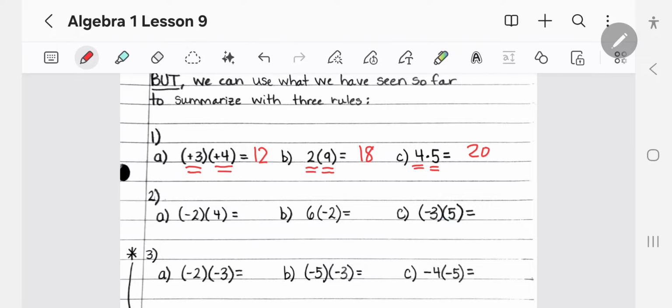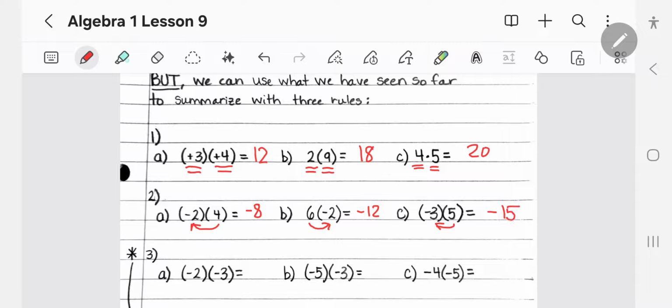With number 2, all of these problems, you've got a negative times a positive or a positive times a negative. Now we can think of this as 4 groups of -2, because we can't think of it as -2 groups of 4. We don't have a way of modeling that using our number line. But 4 groups or 4 jumps to the left of -2 is going to put you at -8. Here we've got 6 jumps of -2. That's going to end up at -12. And then here, if we do 5 jumps of -3, we're going to end up at -15.